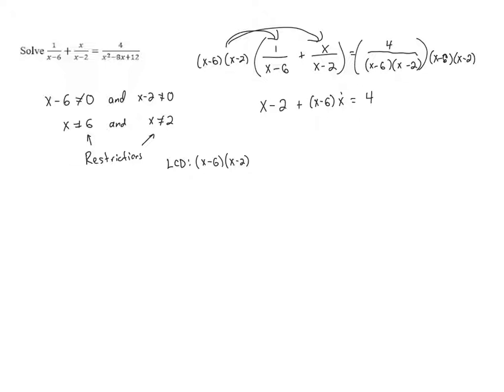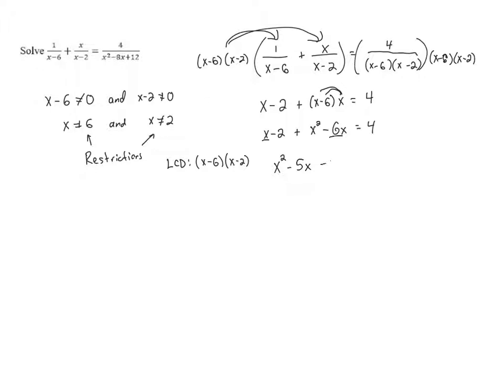Now we can distribute this x on the left-hand side. The x minus 2 out front is just going to stay there. Then when we distribute, x times x is x squared, minus x times 6 is 6x. So on the left, we've got x minus 2 plus x squared minus 6x, and that equals 4. We can rearrange things on the left in standard form, and we can combine like terms. So that x squared is going to go first. When we combine the terms with x, x minus 6x is negative 5x.